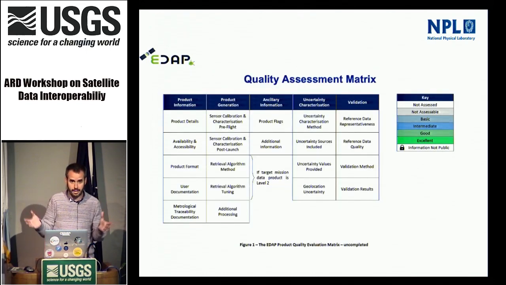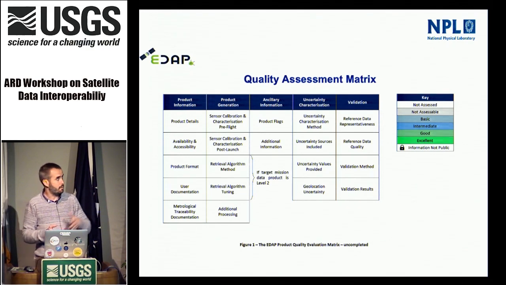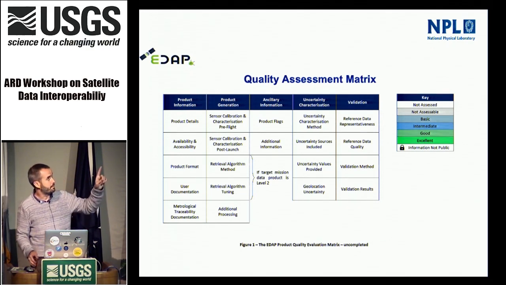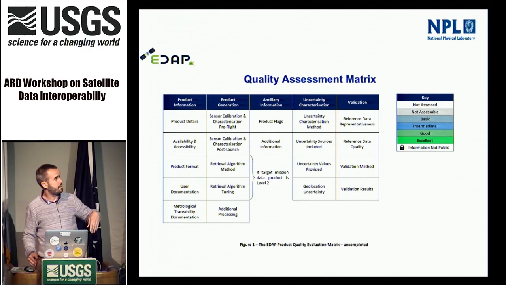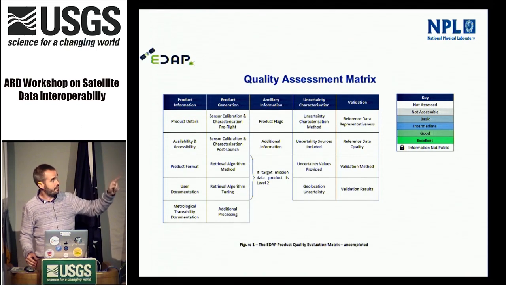So the core of the development of the framework is this quality assessment matrix, where we have actually identified 5 different areas: product information, product generation, ancillary information, uncertainty characterization, and validation. At each one of them, you've got different fields: product details, then you've got sensor calibration, product flags, and so on and so on and so on.